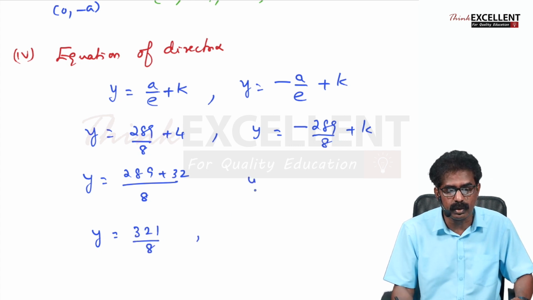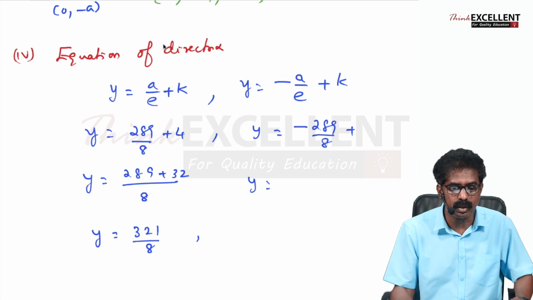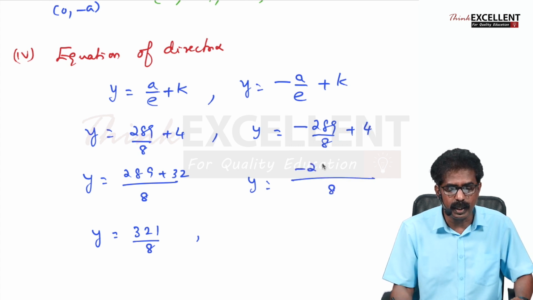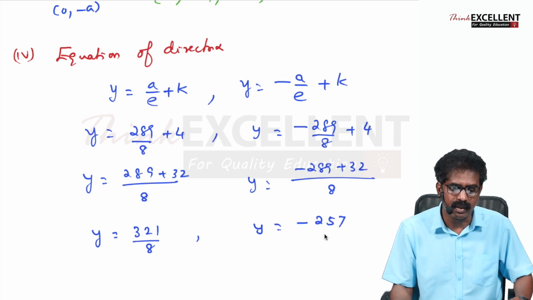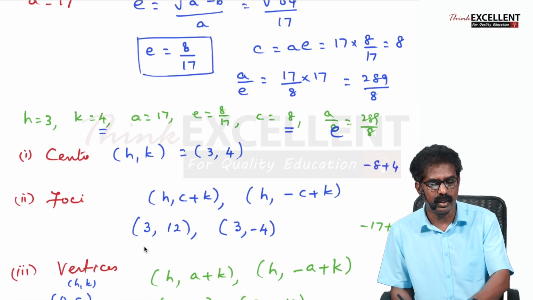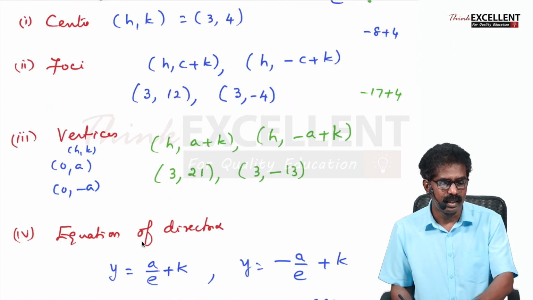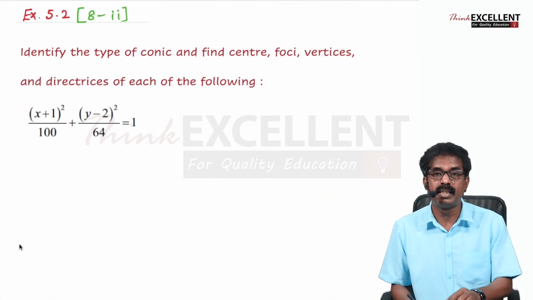The next one, y equal to, so take LCM and k value you have to substitute there, right? What is k value? k value is 4. So take 8 as LCM, minus 289 plus 32. So you have to subtract it, minus 257, right, by 8. So these are the two directrix equations. Okay, do the calculation carefully. Otherwise, it's a very simple one. Only thing you need is some writing work.